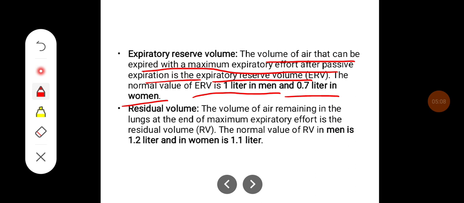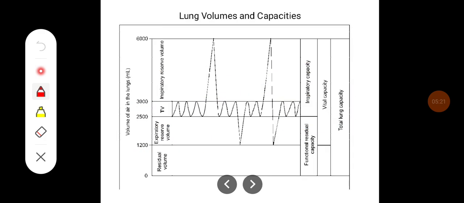Residual volume, the volume of air remaining in the lungs at the end of maximum expiratory effort, is the residual volume. The normal value of residual volume in men is 1.2 liters and in women is 1.1 liters.